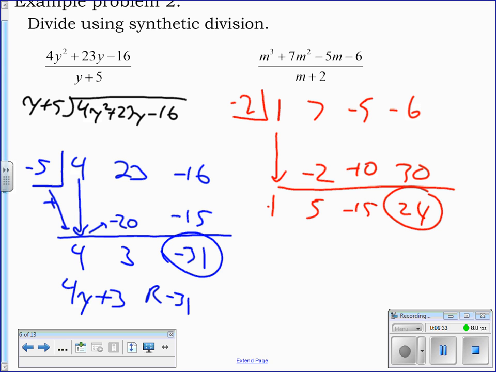I started with a cube here, which means my first term is going to be m squared. It's always 1 less power than what my original one started with. So I get m squared plus 5m minus 15 with a remainder of 24.